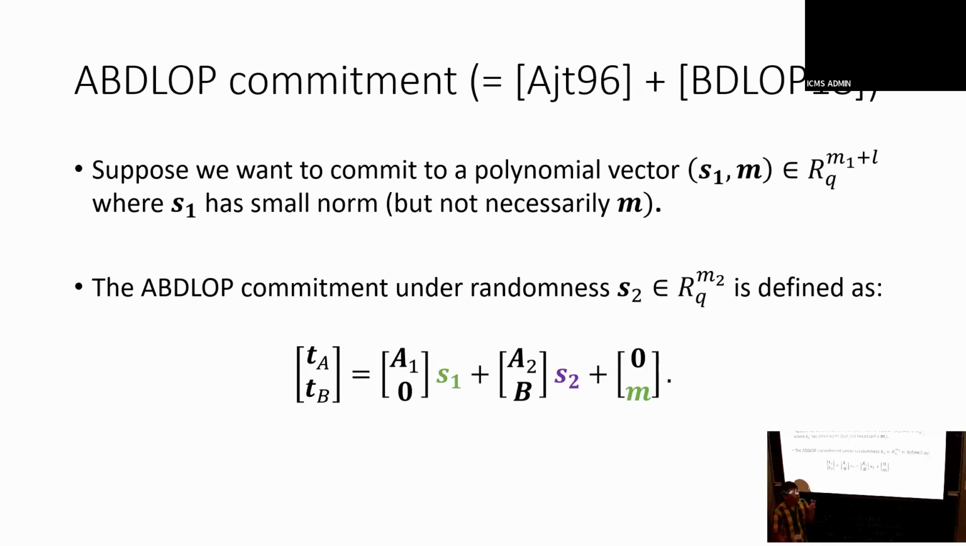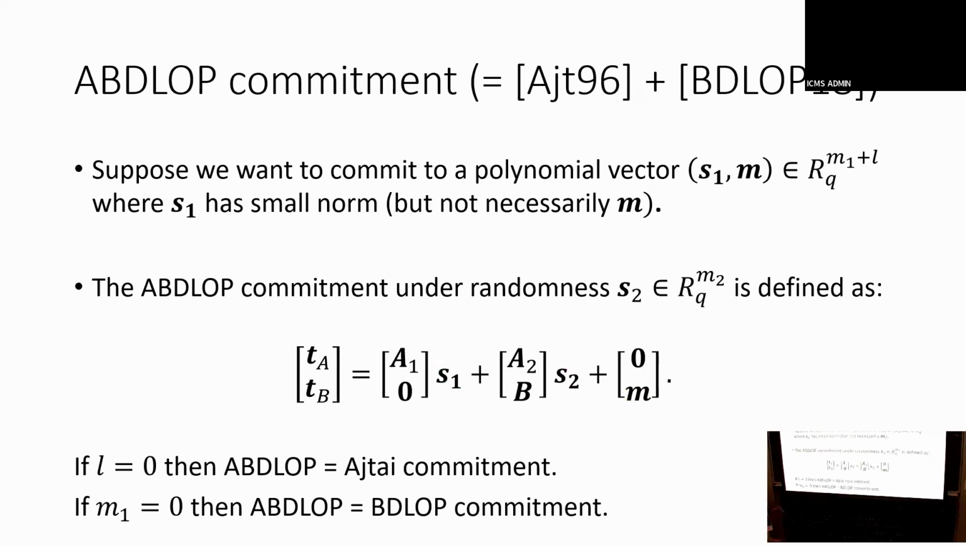Then we have the second part, TB, which is equal to BS2 plus M. The first clear observation is that if I have the randomness S2 and I know the commitment, then I already know M, because TB is BS2 plus M. So the commitment has these two parts: one is the Ajtai type, and the second one is similar to the BDLOP commitment scheme.